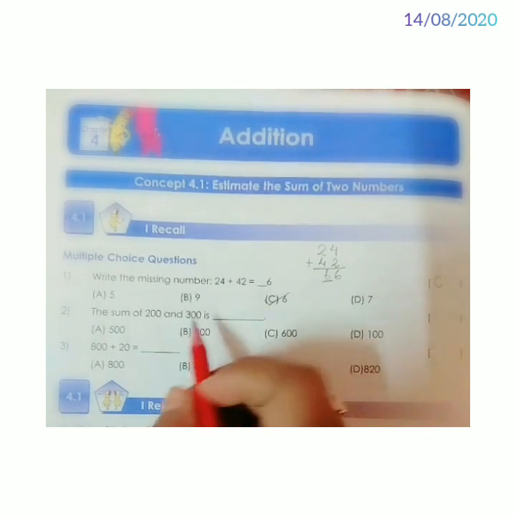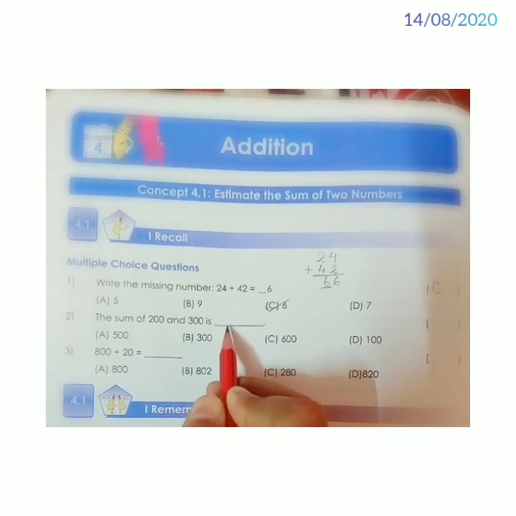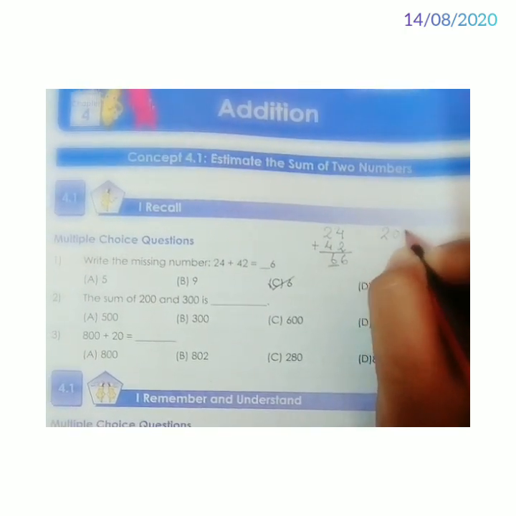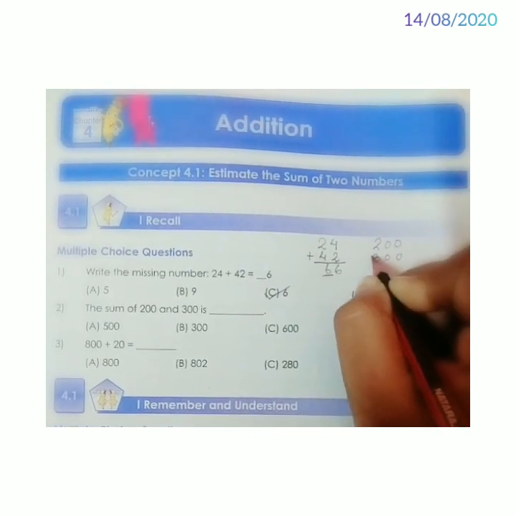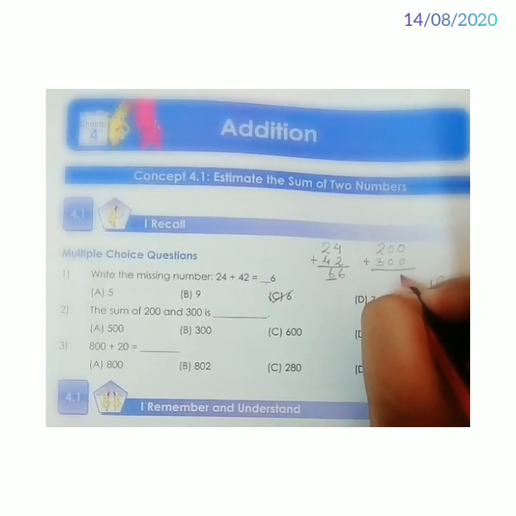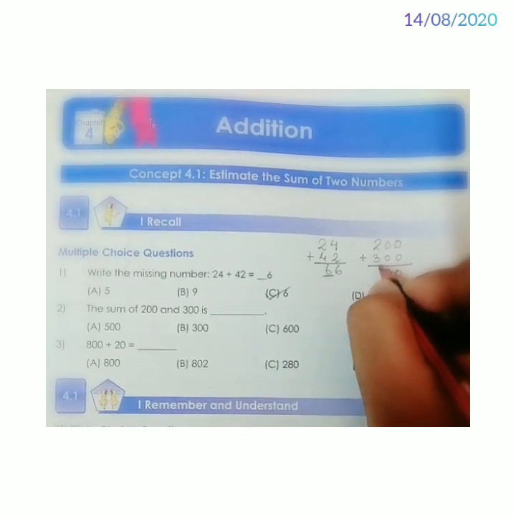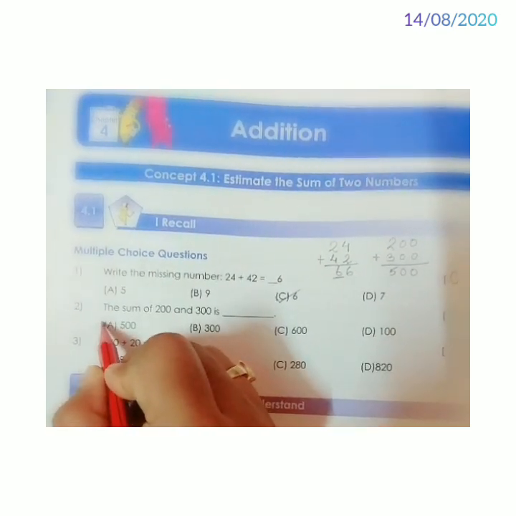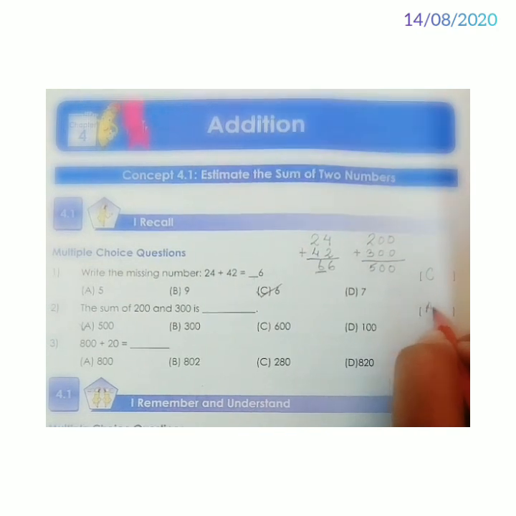Then the next one, the sum of 200 and 300 is dash. So you write down the numbers vertically first, 200, then 300. Then we have to add them. So 0 plus 0 is 0, 0 plus 0 is 0, 2 plus 3 is 5. So the correct answer is 500, option A. Write down the correct option over here, A.